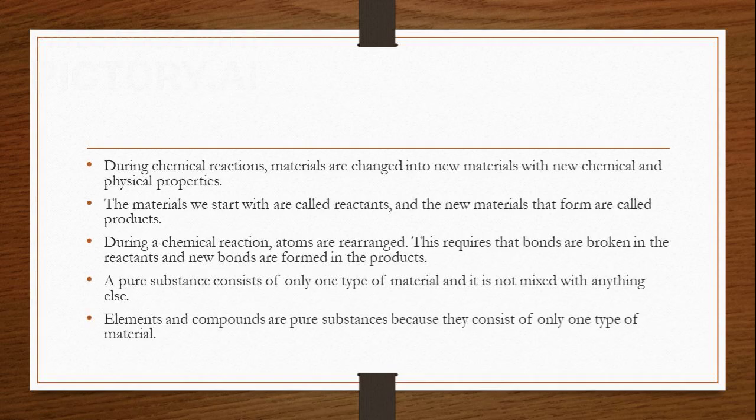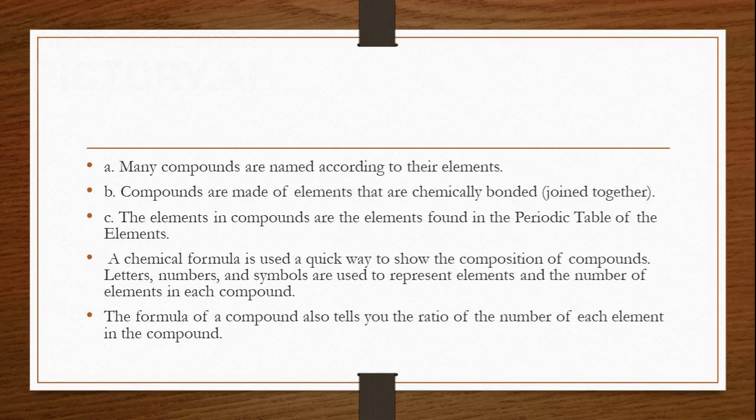Chemical reactions transform materials into new substances with different properties. Reactants form products through the rearrangement of atoms, highlighting the dynamic nature of chemistry. Compounds are named based on their elements. Chemical formulas use symbols and numbers to represent the composition and ratio of elements, providing a quick way to understand their structure.